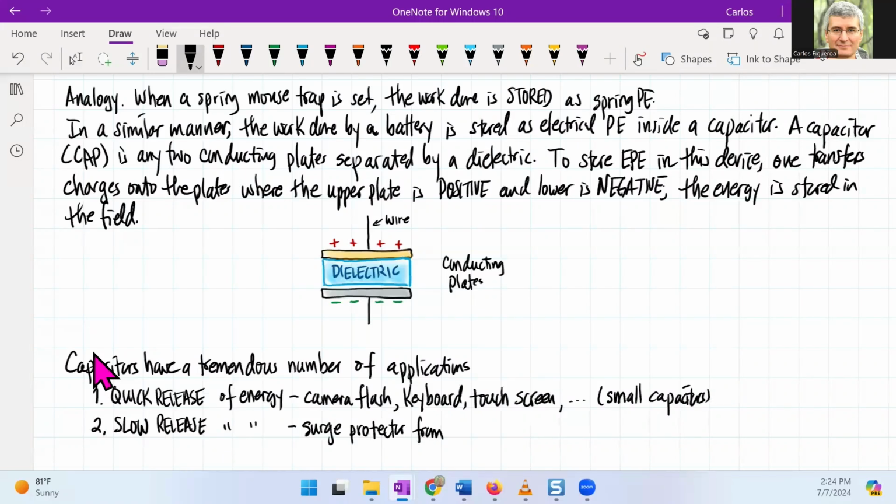From sudden electrical impulses, maybe jolts of power. In this situation, these are typically larger capacitors.